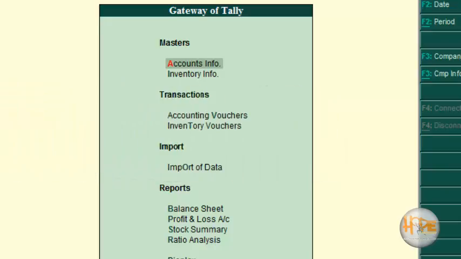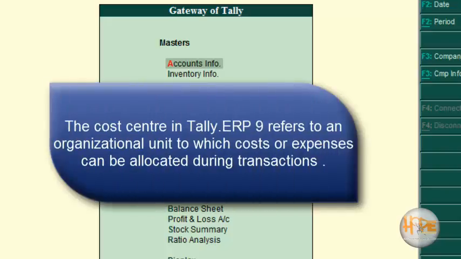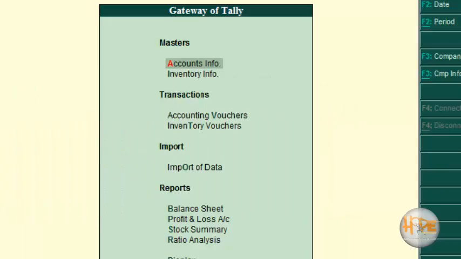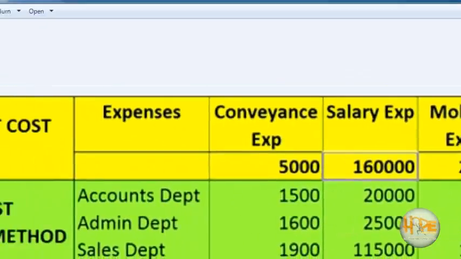Cost center in Tally ERP9 refers to an organizational unit to which cost or expenses can be allocated during transactions, while the cost category is used to accumulate cost or profits for parallel sets of cost centers. For example, you can use cost center to track expenses of each employee, while cost category can be used to see the effectiveness of each project. Now let's see a scenario where cost center can be used.